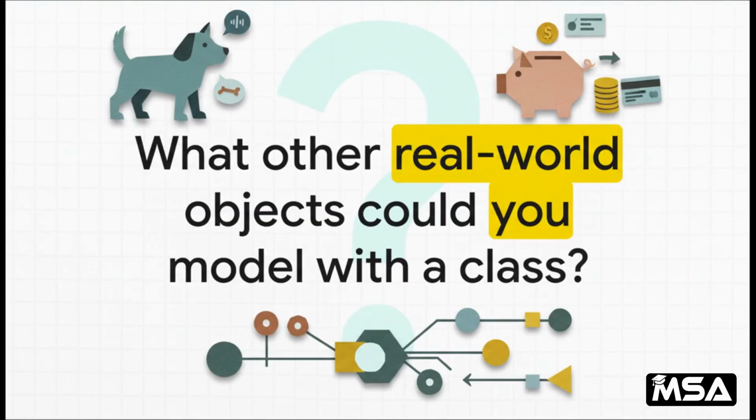And this is where the real power kicks in. We used a car, but you could model anything. Think about it. A Dog class that has bark and fetch methods? Or how about a BankAccount class with deposit and withdraw methods? The possibilities are literally endless. So I'll leave you with this question. What real-world objects could you model with a class?